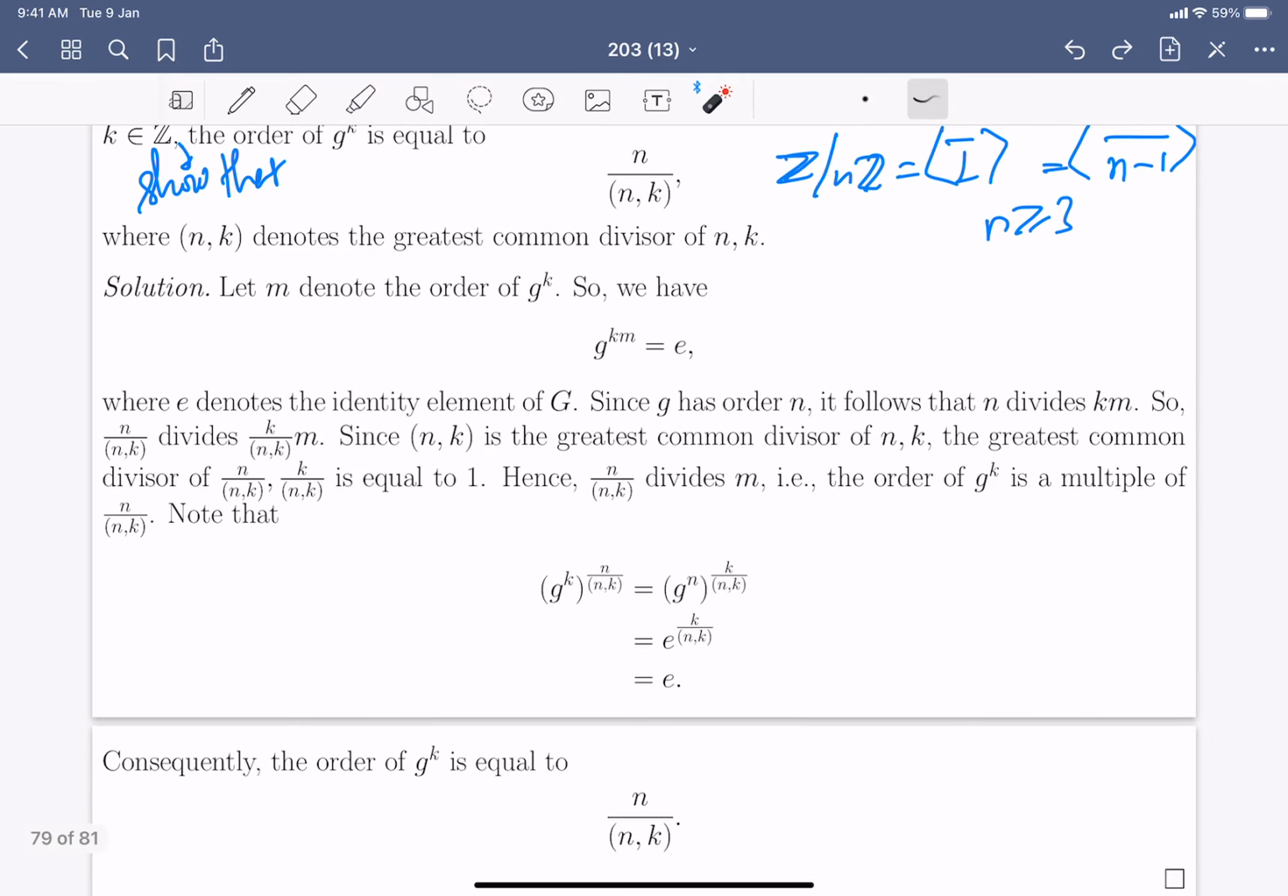Yeah, so what do we have? We have that n divides km. So we can divide both sides by an integer which divides both, right? So we divide by the GCD of n and k. So you know that n over GCD(n,k) divides km over GCD(n,k), or you can also write it as k over GCD(n,k) times m.